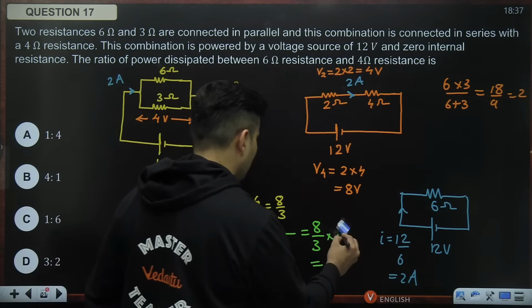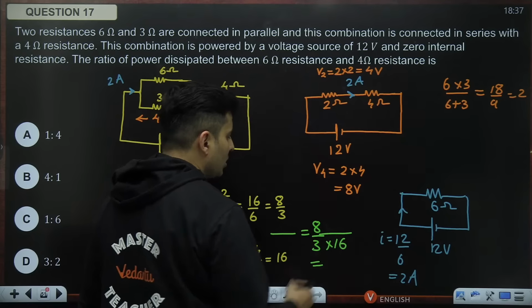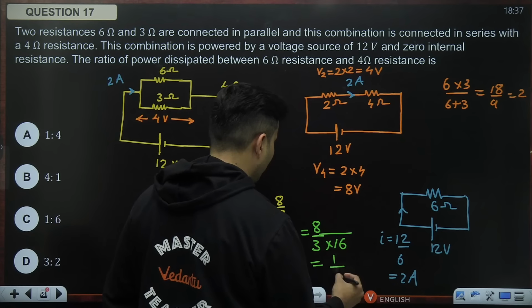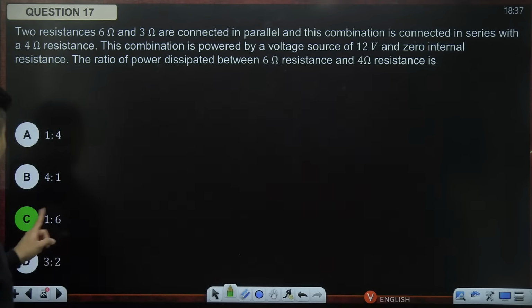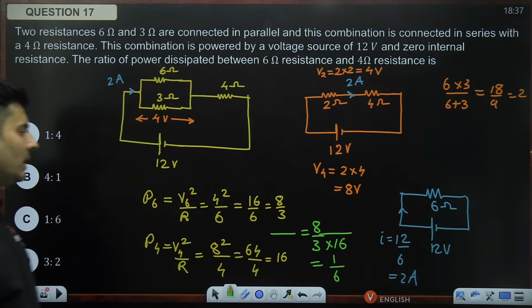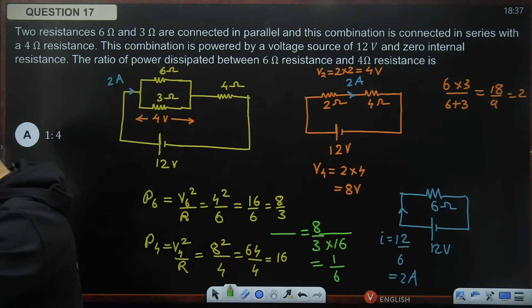Oh, yes, I made a mistake here. Yeah, this was supposed to be 16 over here. My bad. So these two will cancel. So this will become 1 by 3 to the 6. 1 is to 6, which is C option. Yeah, that is absolutely right. Yeah, perfect. Very good.